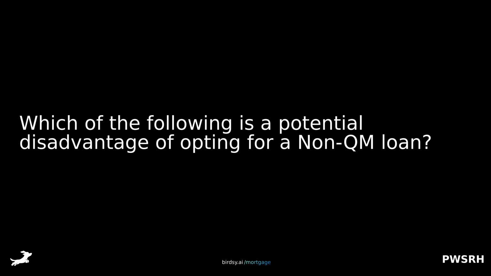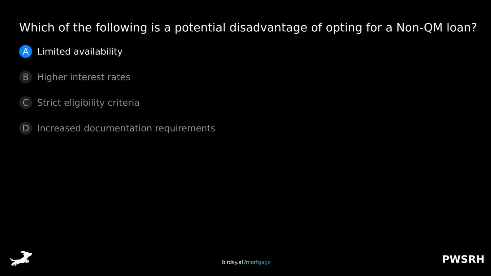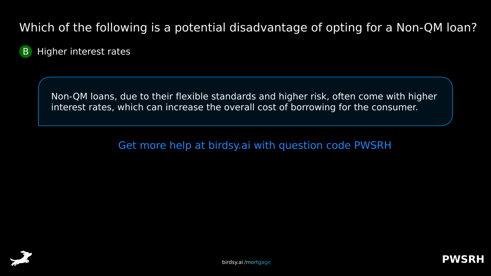Which of the following is a potential disadvantage of opting for a non-QM loan? Is it A, limited availability? B, higher interest rates? C, strict eligibility criteria? Or D, increased documentation requirements? The answer is B, higher interest rates. Non-QM loans, due to their flexible standards and higher risk, often come with higher interest rates, which can increase the overall cost of borrowing for the consumer.